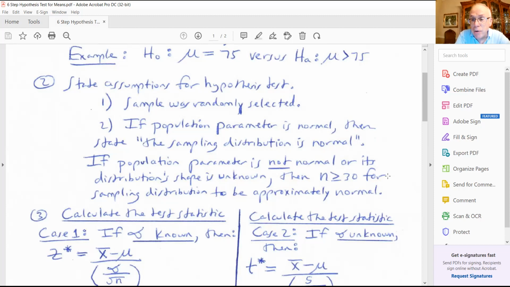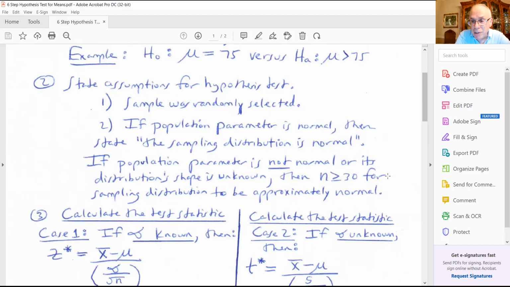They both have to be greater than or equal to 10. That's for hypothesis tests for proportions. When we're dealing strictly with means, there's no proportion, so we're looking strictly at the sample size. Is it at least 30?